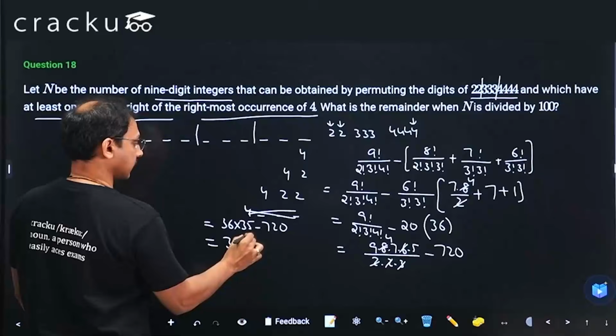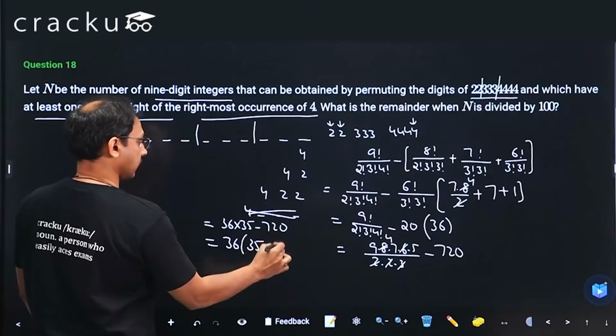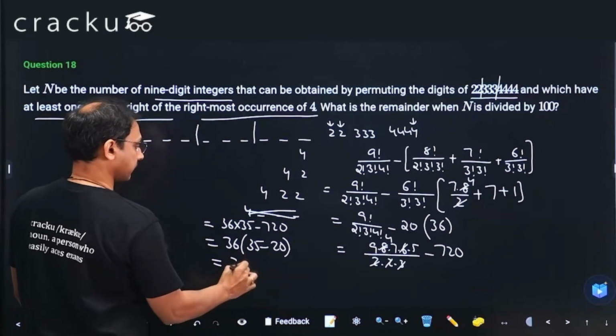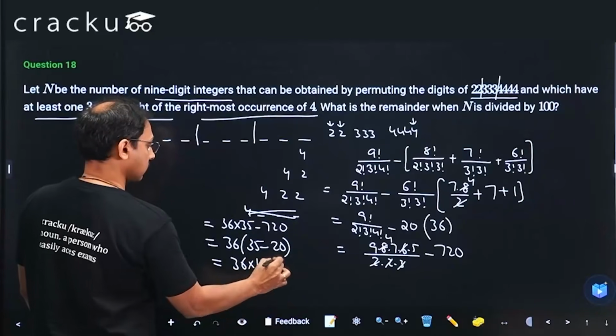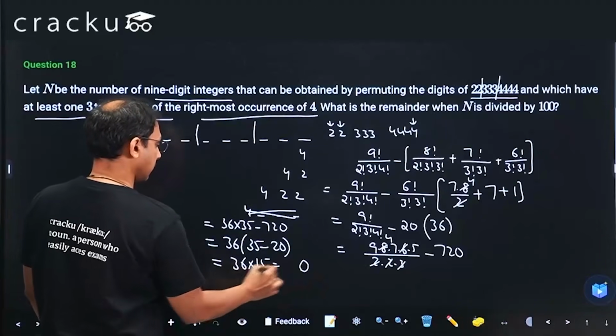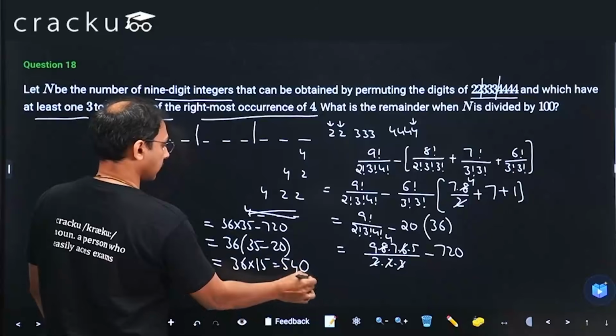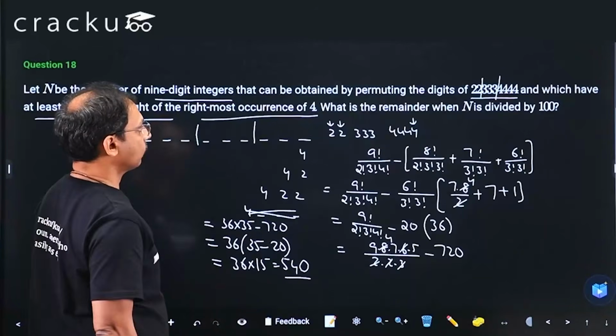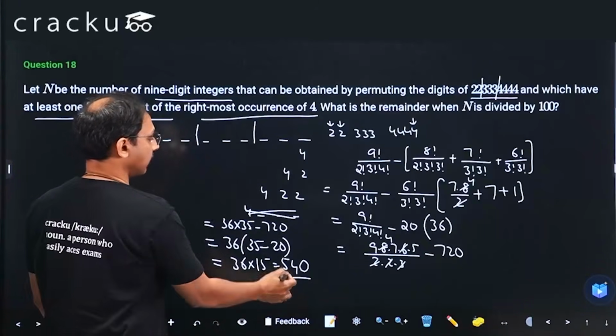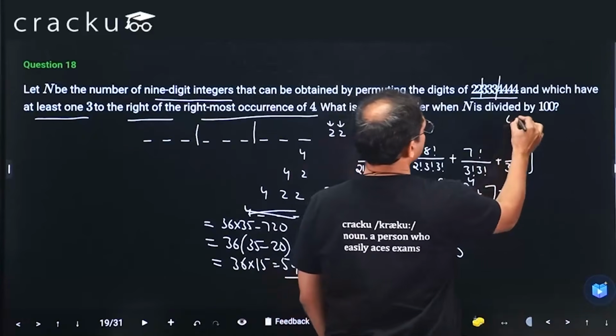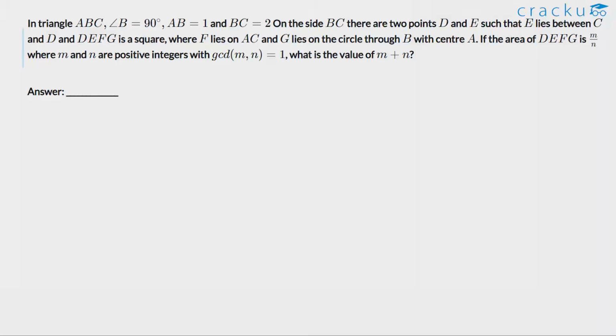I can take a 36 common. This will be 20. 36 into 15. 15 6 are 90. So we get 540 ways. What is the remainder when n is divided by 100? The answer will be 40.